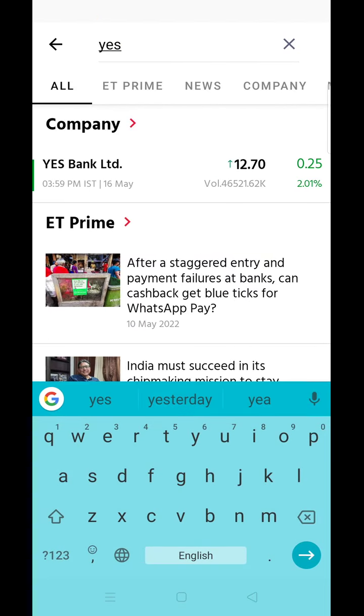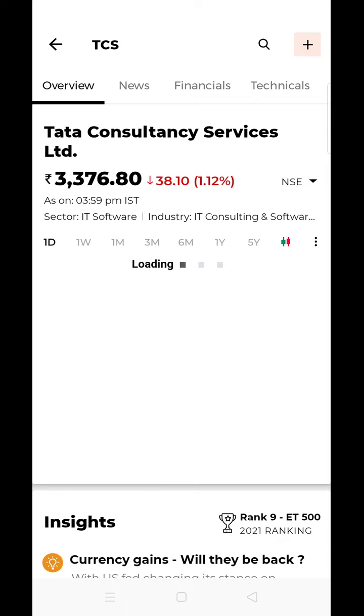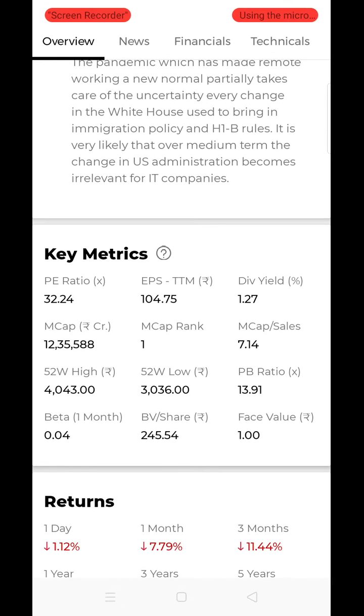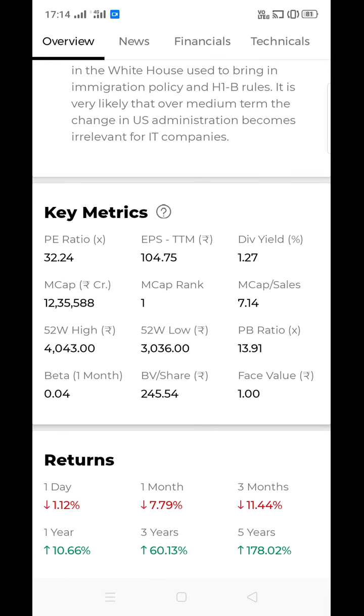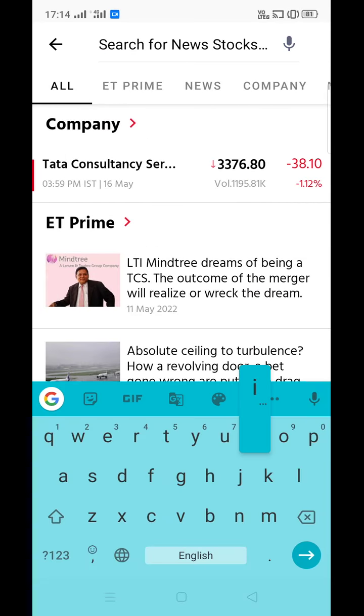Now let's check some names from the IT space. Let's take TCS. Now it's a whole different sector, so the PE ratio for the sector is different. Here you see the PE ratio is 32. Okay, and let's check with Infosys.